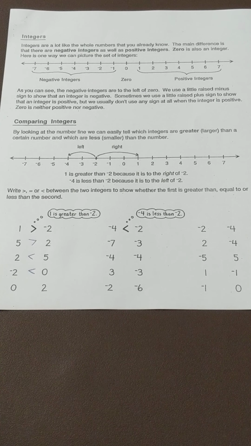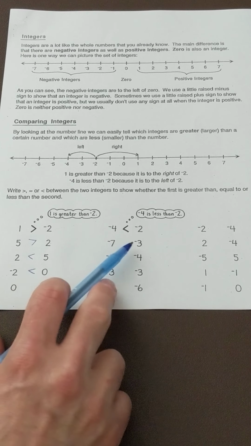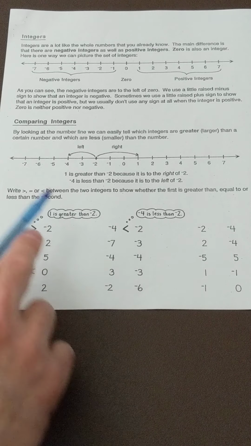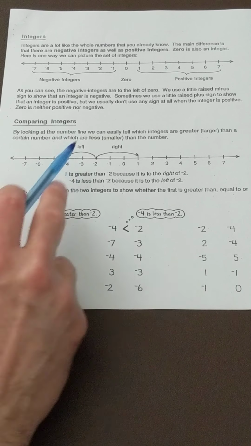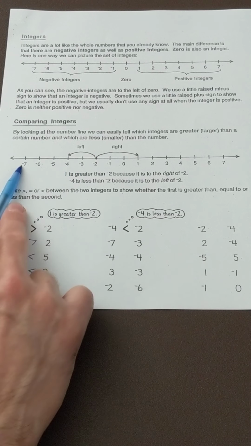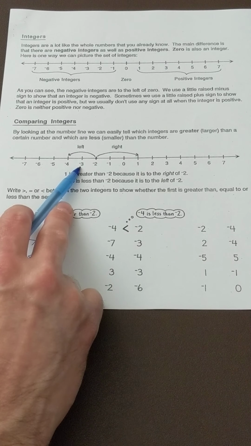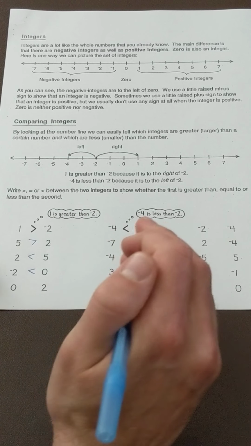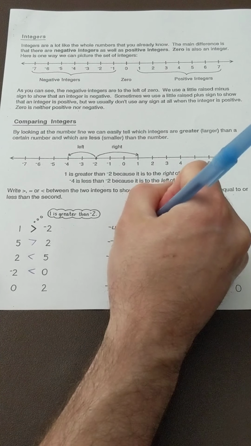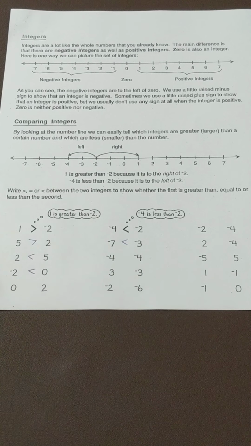Let's do one more with some negatives. So we have negative 7 and negative 3. Well, here's negative 7 and here's negative 3. We'd have to go further to the left to get to negative 7. So negative 3 must be greater. So negative 7 is less than negative 3.